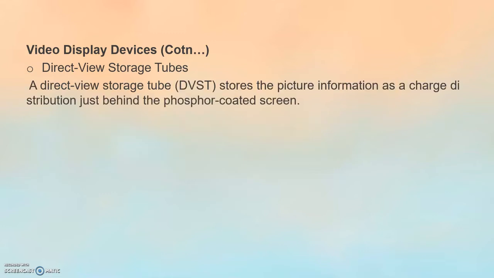An alternative method for maintaining a screen image is to store the picture information inside the CRT instead of refreshing the screen. A DVST stores the picture information as a charge distribution just behind the phosphor coated screen. That means it is being stored inside the CRT. There are two electron guns which have been used in DVST. One is the primary gun, which is used to store the picture pattern. The second is the flood gun, which maintains the picture display.